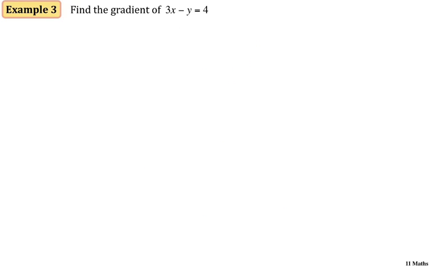Our last example is find the gradient of 3x take y equals 4. Now this is not in general form, it's not in gradient y-intercept form, so you need to either arrange it into general form or gradient y-intercept form. I'm going to go into gradient y-intercept form. I think that might be the quickest for this one. So let's have a look at it, and we might go, let's plus y to both sides, which gives me 3x equals 4 plus y.